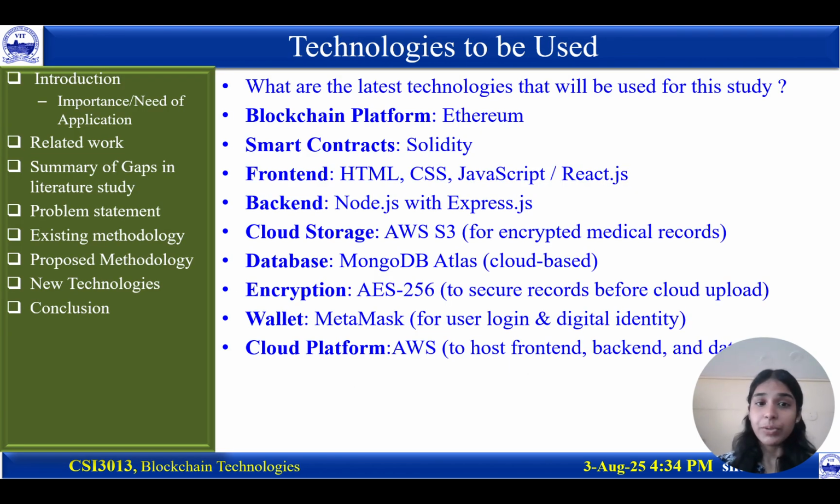The technologies that are used here: for the blockchain platform, we use Ethereum, which ensures the immutability and transparent consent records using smart contracts. For the front end, we use HTML, CSS, JavaScript, or React.js. For the backend, we use Node.js with Express.js, which handles the API logic, MetaMask integration, and smart contract integration. For the cloud storage, we use AWS, which stores the encrypted medical records off-chain for scalability and security. And for the database, we use MongoDB, which manages metadata, user details, and indexing hosted on the cloud.